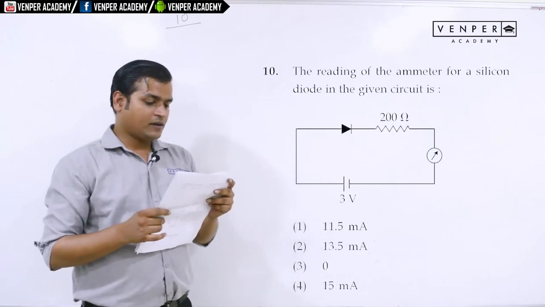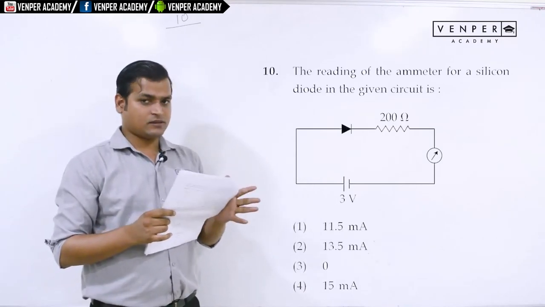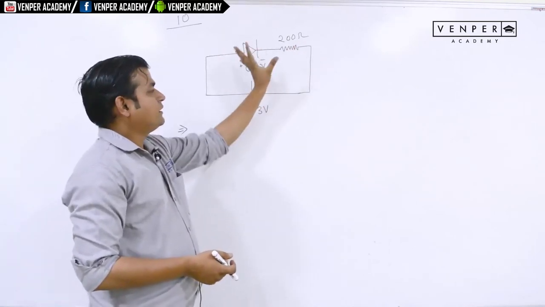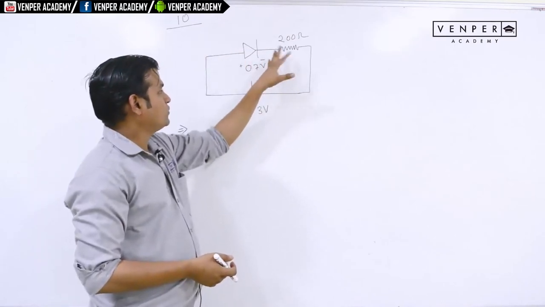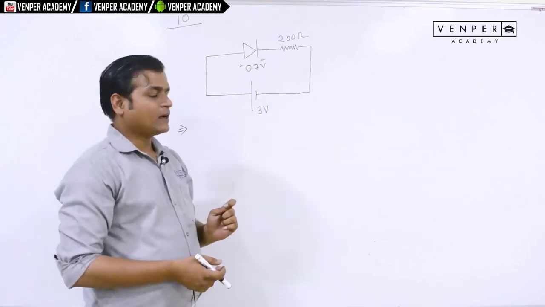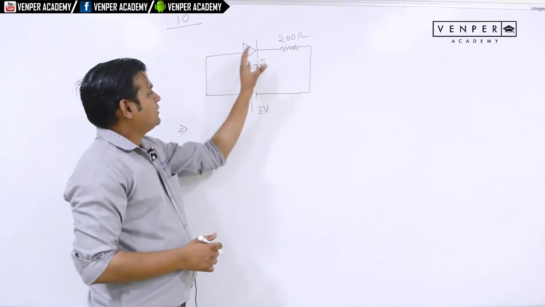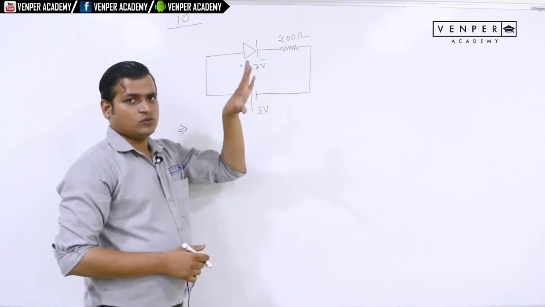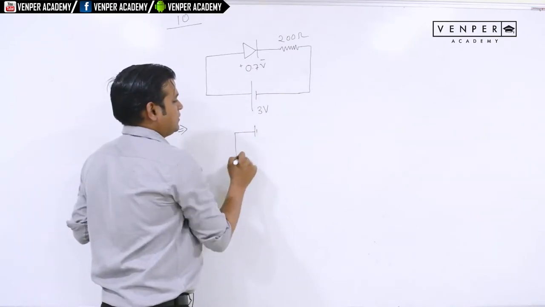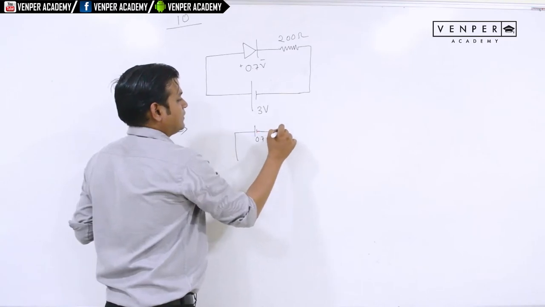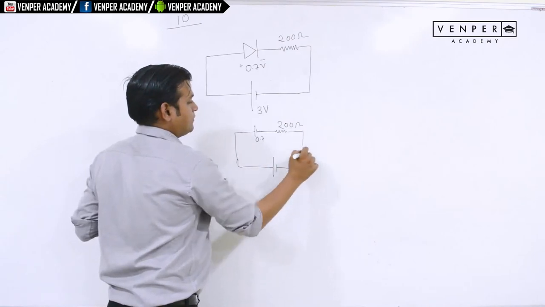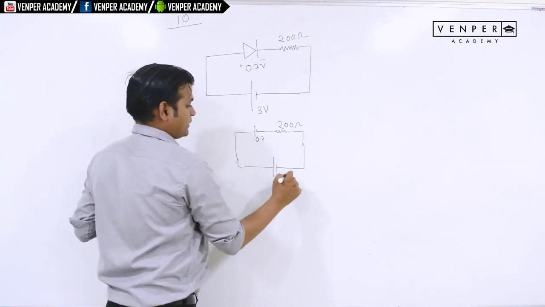The reading of the ammeter for a silicon diode in the given circuit is. Now see, in this question, there is a diode and a resistor connected in series, and these two devices are connected with a cell having voltage 3 volt. Clear? Okay, we know that generally the potential difference across a silicon diode is 0.7 volt. So that much potential drop, you can say this is nothing but a cell of 0.7 volt connected, and a resistor of 200 ohm, connected with a cell having voltage 3 volt.